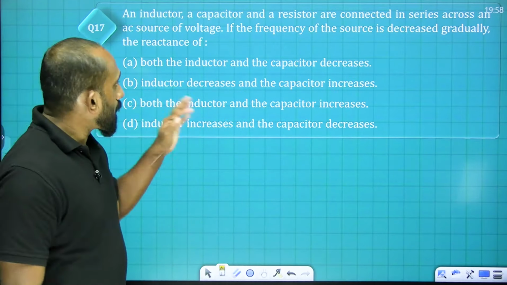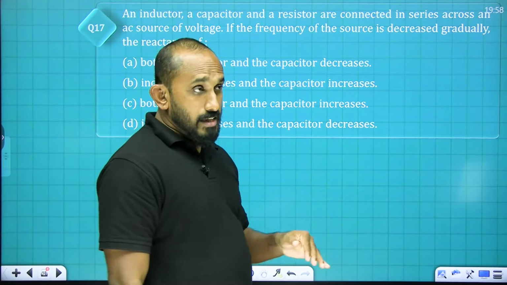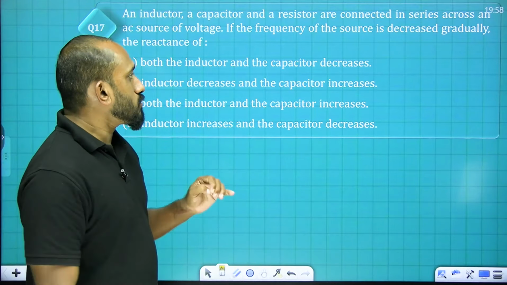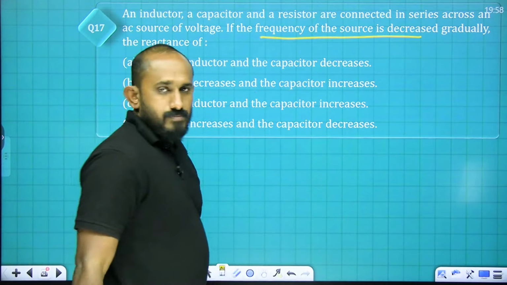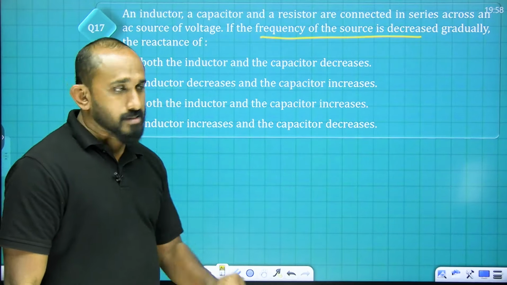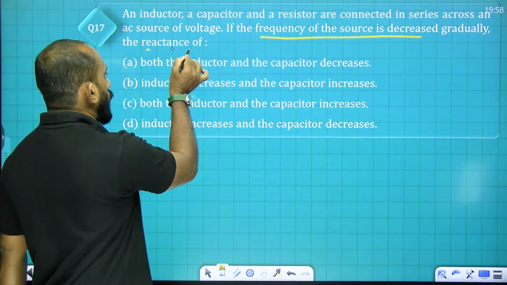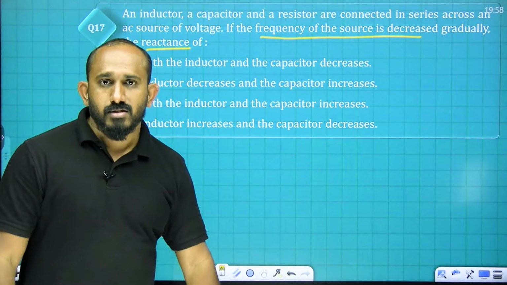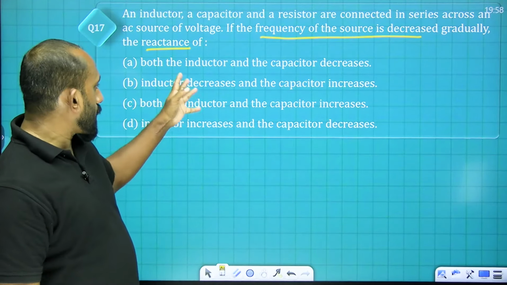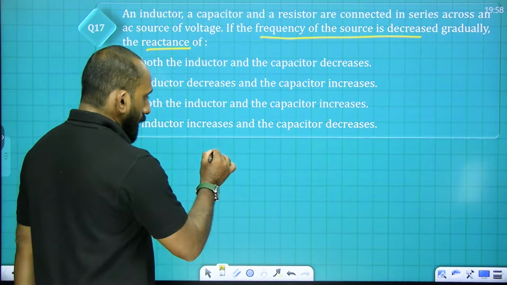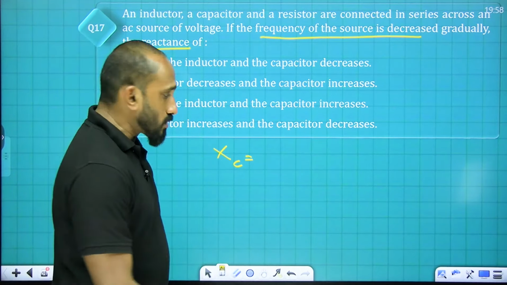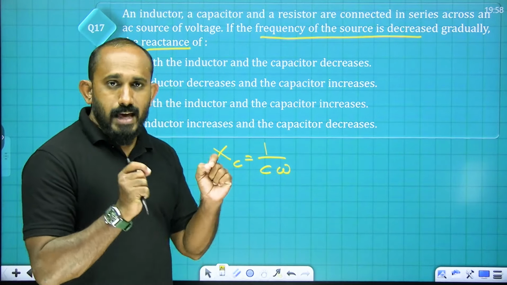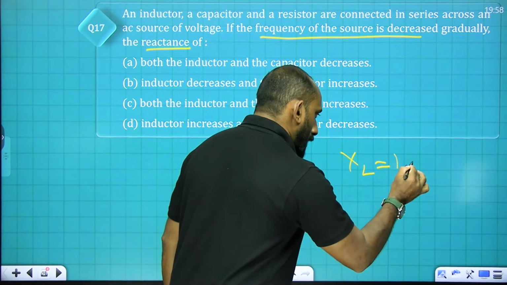An inductor, a capacitor and a resistor are connected in series across an AC source of voltage V. If the frequency of the source is decreased gradually, what happens to the reactance? It is an LCR series circuit. You know, XC, the capacitive reactance, is equal to 1 by C omega, and the inductive reactance XL is equal to L omega.